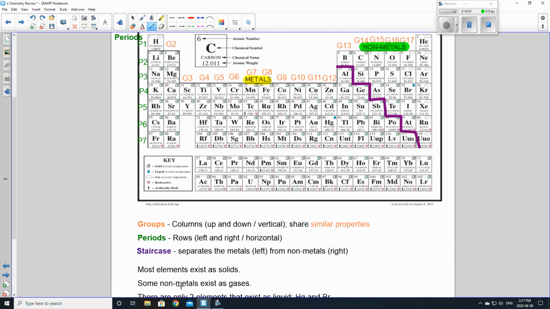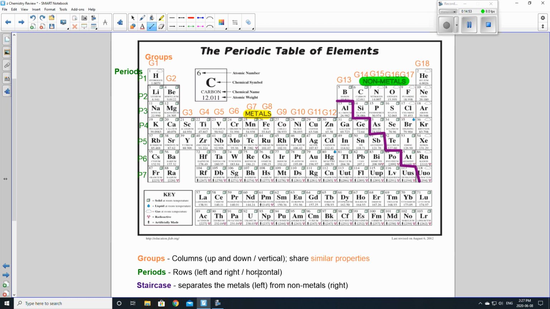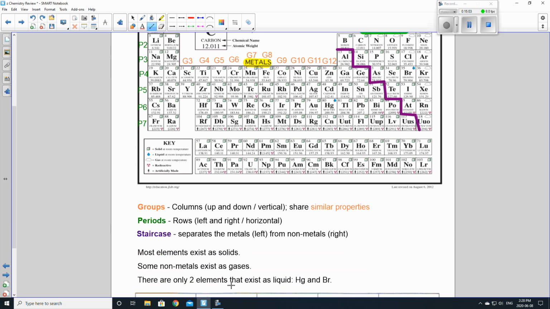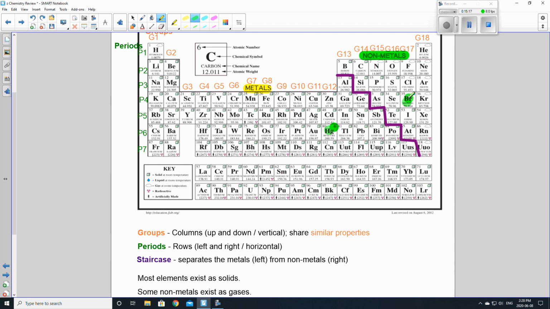Some nonmetals exist as gases. Over here is the only place where we have gases, like oxygen, nitrogen, and so on. And then there are only two elements that exist as liquids: mercury, Hg, and also bromine, Br. Mercury is right over here. That's a liquid, so you see there's a little water droplet right there. And Br also has a water droplet because the legend tells us that that's a liquid. Those are some key differences right here.